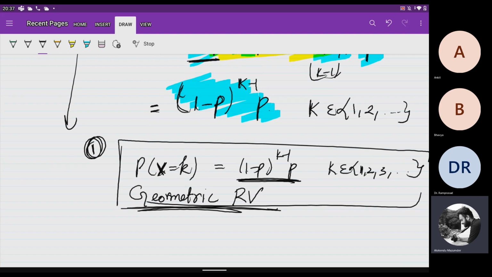Okay, and where p is basically the probability of success. It's basically the probability of success. Okay.